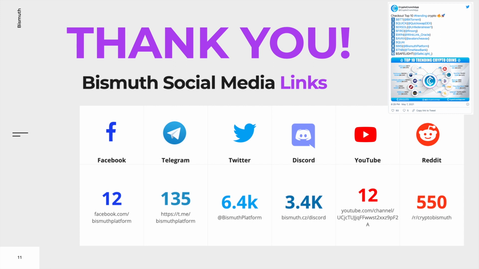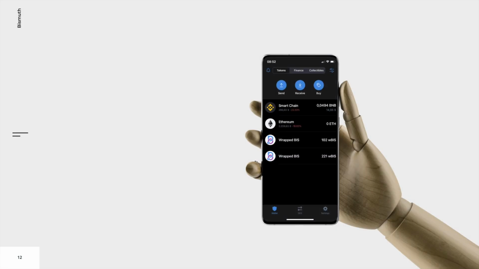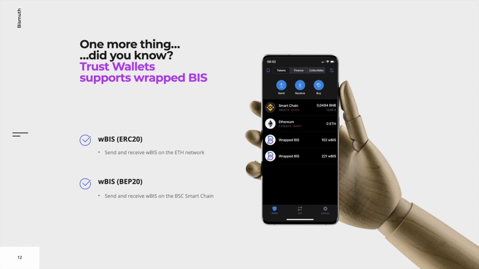Wait, there's one more thing I would like to show you. Now, let me ask you a question. Did you know that the Trust Wallet, which is a multi-wallet available on the Android and iOS platform, supports wrapped Bismuth? Of course, on the Ethereum network and on the BSC chain. On this mobile wallet screenshot in front of us, you see the first wrapped Bismuth on the BEP20 network, and the second one represents the ERC20, the Ethereum network.